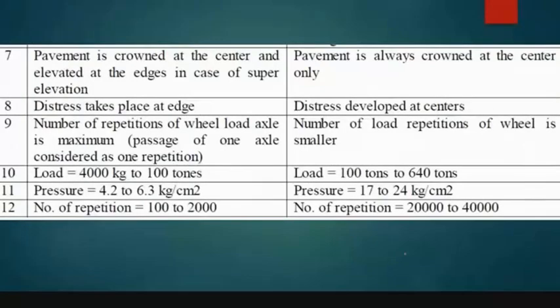And the pavement is crowned at the center and elevated at the edges in case of super elevation. In case of highway pavement, wherever you come across a horizontal curve, near Srinagar garden, if you observe the highway, there is a super elevation, clearly you can see, right? In terms of a few centimeters from one edge to the other edge. But in case of airfield pavement, there is no horizontal or vertical curve, so the crown is always at the center only.